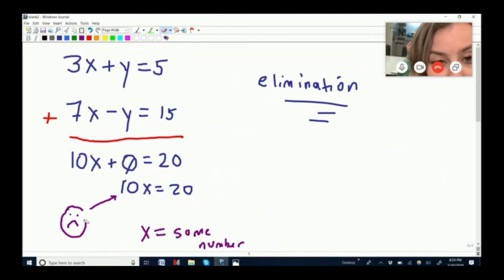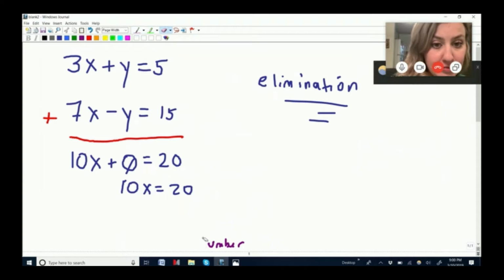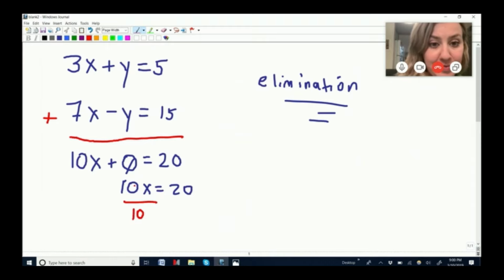Now, the way to get rid of numbers that are in the way of x being by itself is you have to do the opposite of what the number is doing. So we have 10 times x. Well, the opposite of multiplication is to divide. Yeah, you divide this side by 10, but you're not allowed in algebra to divide just one side by 10. You actually have to do it to both sides.